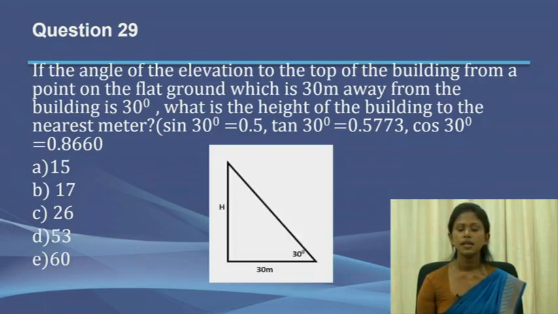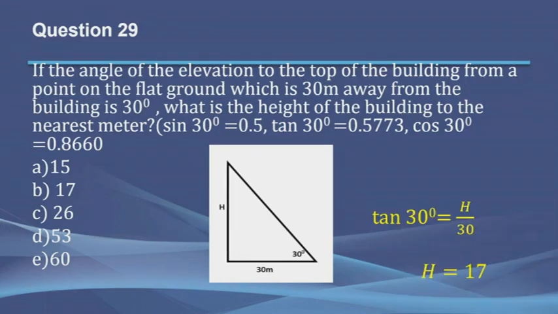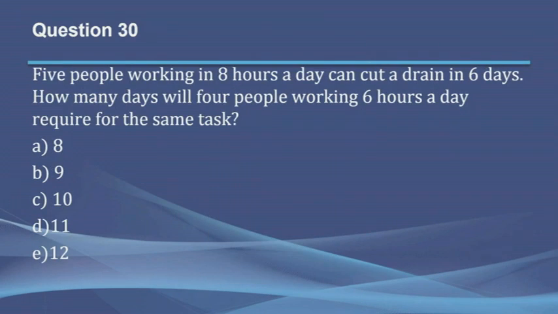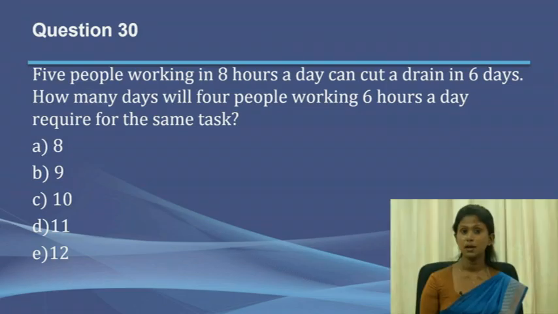So here is the diagram that we have drawn. They said that the angle of elevation to the top of the building from the point on the flat ground which is 30 meters away from the building is 30 degrees. So this is that, and they are asking about the height of the building. So here we can get the 30 degrees, and easily we will come across the answer 17. So our answer will be B, which is 17. Next, move on to the next question, which is question number 30.